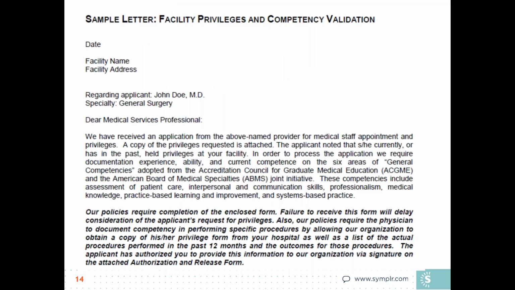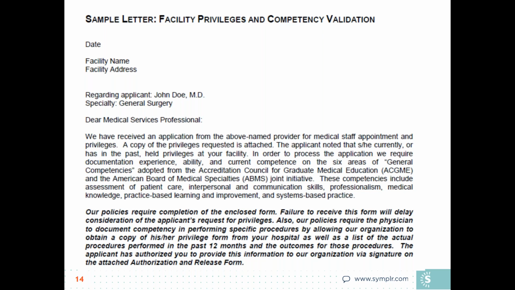The next letter I want to call your attention to is the sample letter for facility privileges and competency validation. Now, we all send these letters back and forth to each other. We'll send a letter to a hospital with a 3-page evaluation form and a copy of the privilege form, and what we get back is a 1-page letter that says, due to the volume of requests that we receive, we're replying with this form letter. And then we get the dates on staff and whether or not there was any disciplinary action. Well, those types of letters are fine for hospitals where someone's not currently working.